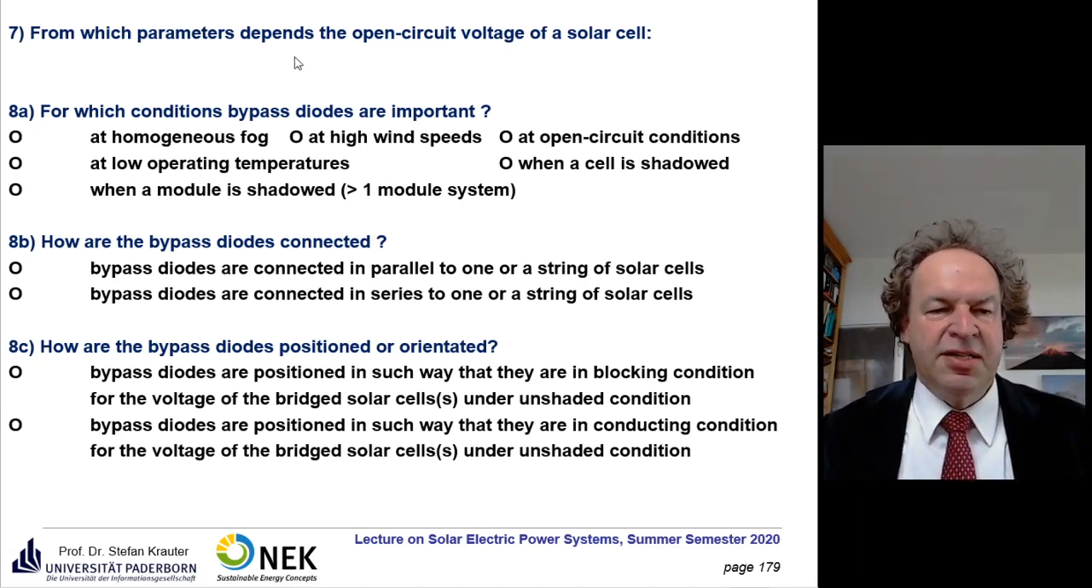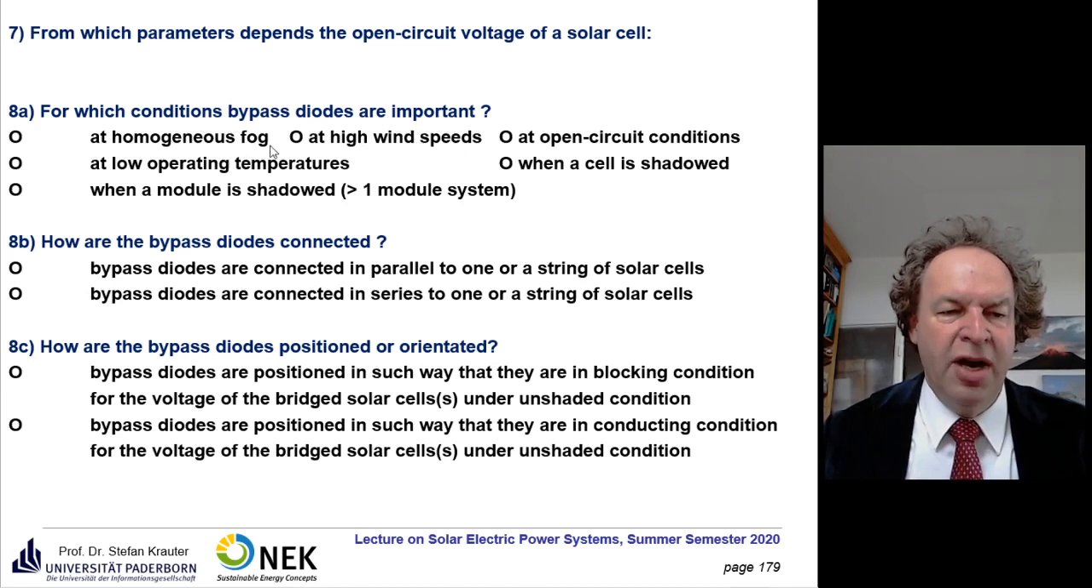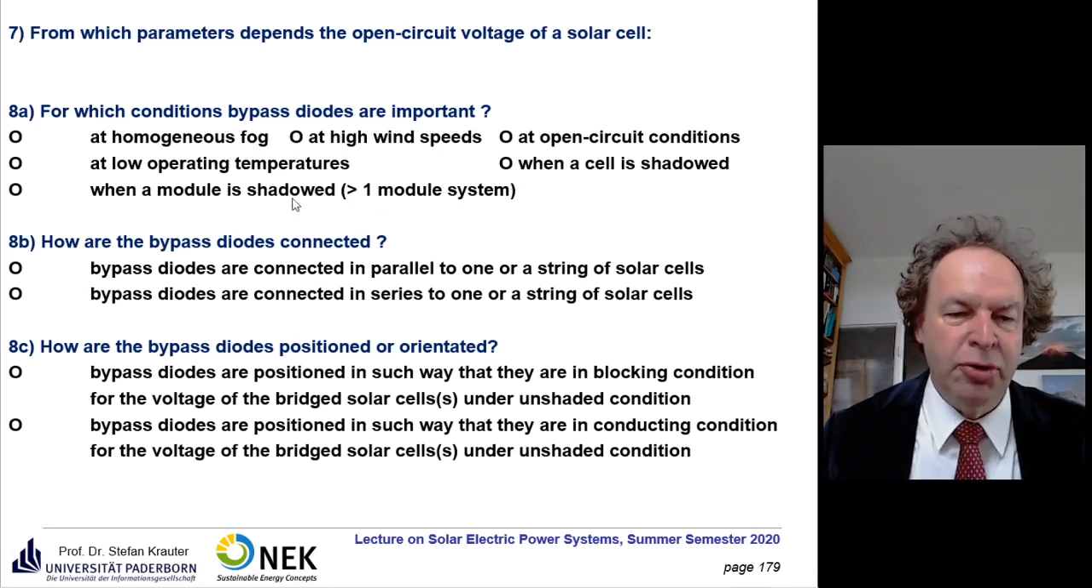So just give a list of, let's say, 3 parameters on which the open circuit voltage of a solar cell depends. The 8th is: for which conditions are bypass diodes important? Is it if you have a homogeneous irradiance outside? Is it at high wind speed? Is it at open circuit conditions, at low operating temperature, when a cell is shadowed, or when a module is shadowed? If you have a system consisting of more than one module.